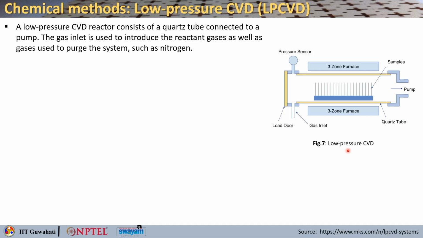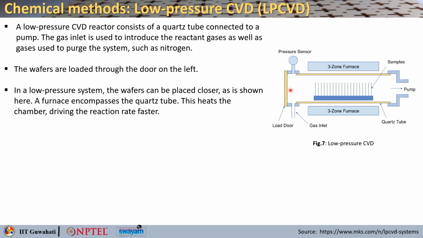Here is a setup for low pressure CVD. This reactor consists of a quartz tube connected to a pump. The gas inlet is used to introduce the reactant gases as well as the gases used to purge the system, such as nitrogen. The wafers are loaded through the door on the left. This is the load door. In a low pressure system, the wafers are placed closer together, as you can see here.